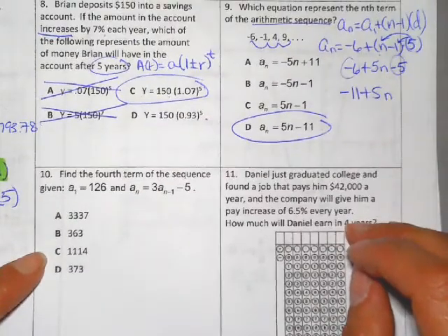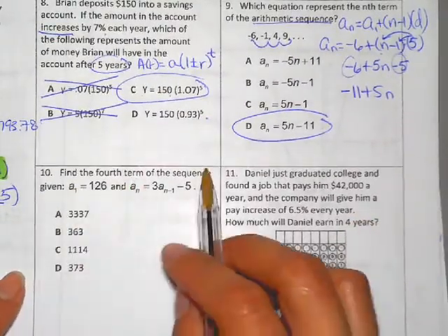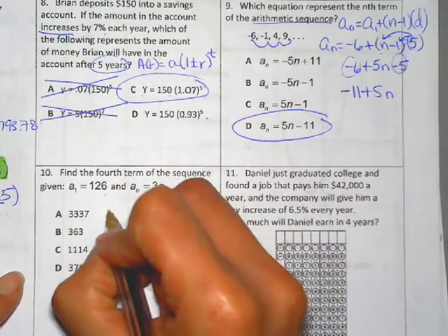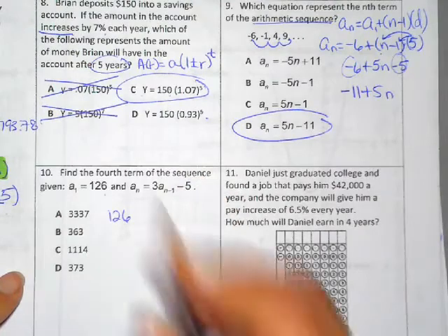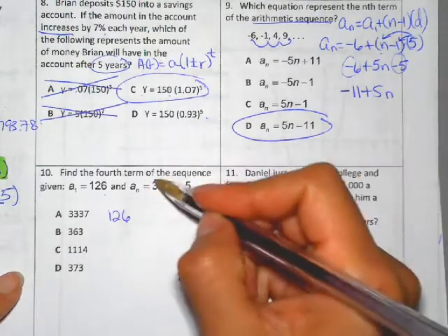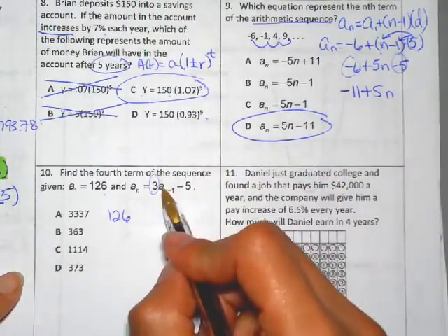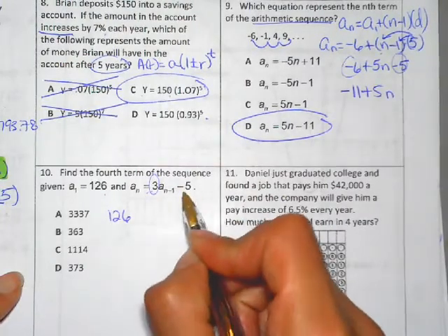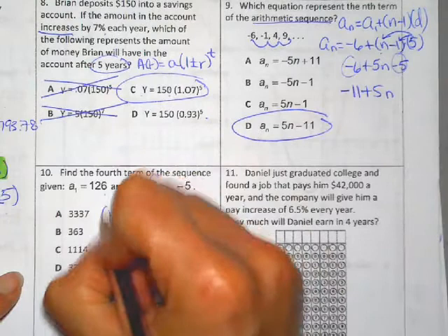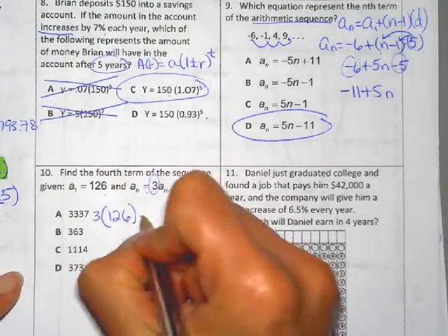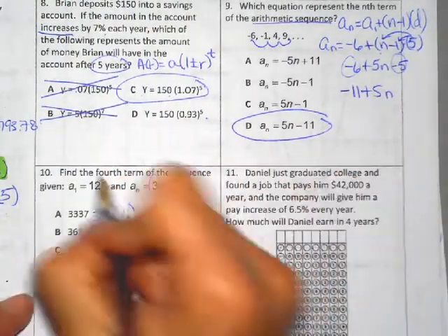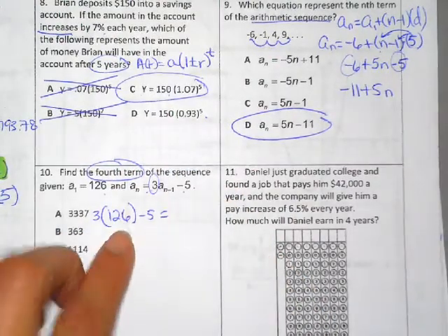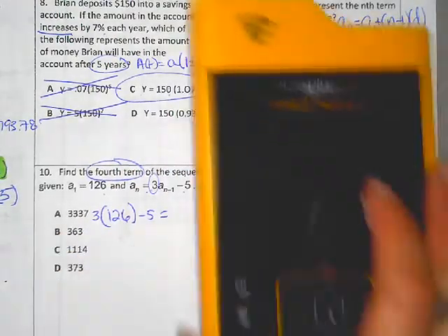Yes. All right, next one. Find the fourth term in the sequence. A sub 1 is 126, meaning this is my first number. And then check this out. See how this is touching? The 3 is touching the A. That means we're going to multiply the number times 3 and then subtract a 5. So we're going to multiply this number by 3, then subtract a 5. And you're going to find 4 terms. Obviously, this is the first one. So I need to do this 3 more times so I can find the fourth term.